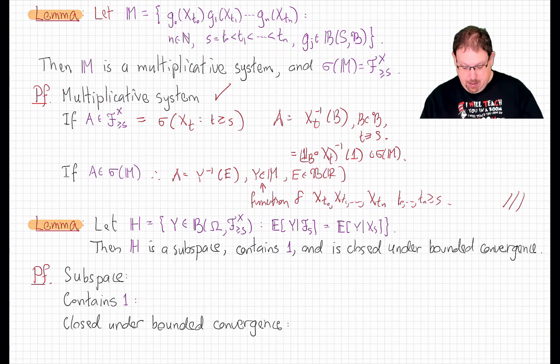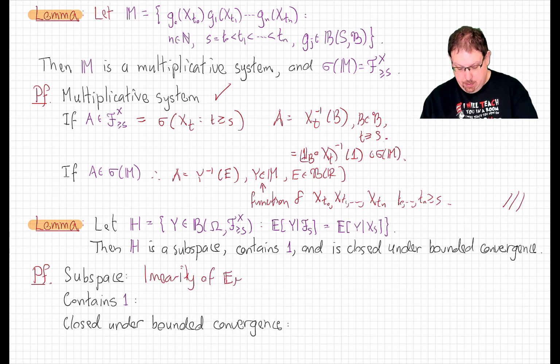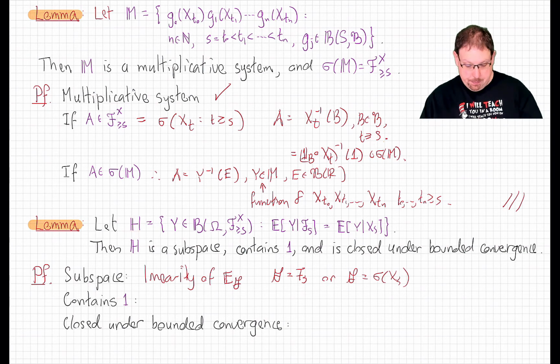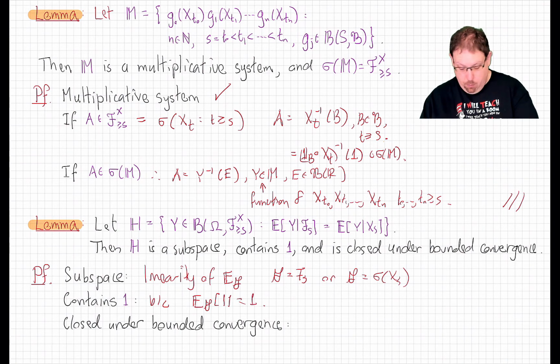So to see that it's a subspace, that's just a matter of noting linearity of conditional expectation for any sub-sigma field G, where on the left we're using it with G equal to F_s, and on the right we're using it with G equal to the sigma field generated by X_s. So since both of these are linear in the Y variable, it follows that H is a subspace. To see that it contains the constant function 1, that's just because on both sides of the desired equality, the conditional expectation of 1 is just 1. And so we just need to see that this set H is closed under bounded convergence.